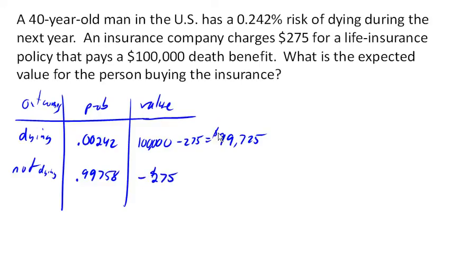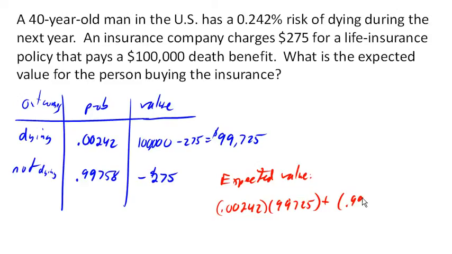So our expected value then is the probability multiplied by the value of the outcome, plus our other probability times the value of its outcome. And altogether, that gives us a negative value of $33. In other words, if we had thousands of 40-year-old men, then on average, the men will have lost $33.